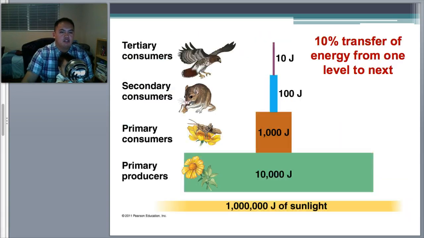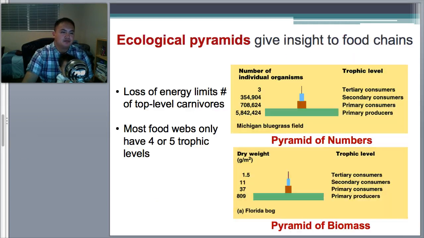If you need another visual, if you look at the next slide, of the 1 million joules, this is a unit of energy of sunlight. Like plants only get 10,000 of it. Primary consumers only get 1,000 of it. The ones that eat those primary consumers only get 100. And then if you're a tertiary consumer like us, or this one is a bird, you only get 10 joules of the 1 million we started with. Once it finally travels down every 10%, we barely get anything.